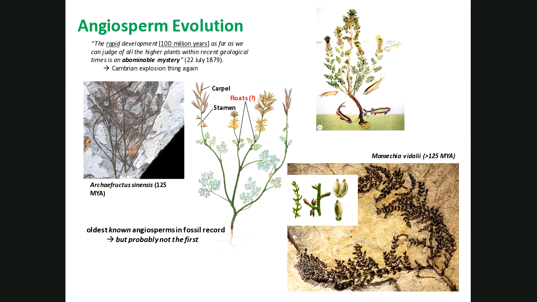Some of the first angiosperms were Archaefructus, about 125 million years ago. For many years, that was thought to be the oldest. It's now the oldest known angiosperm, but probably not the first. Recent evidence has found that Monsechia, this one on the right-hand side, is older than 125 million years. We think the picture up above with the fish is an artist's rendition of the way this angiosperm lived. It was aquatic. It had these little things that were perhaps floats, and male and female parts, right? The stamen and the carpel.